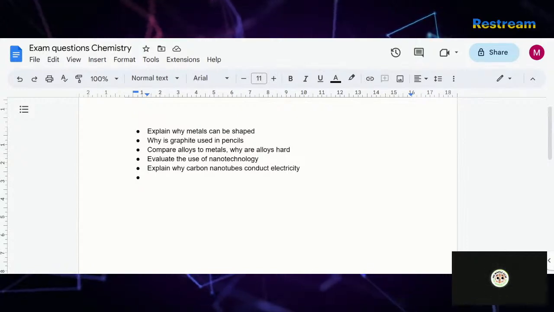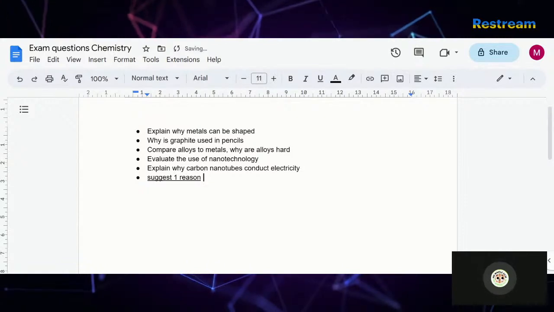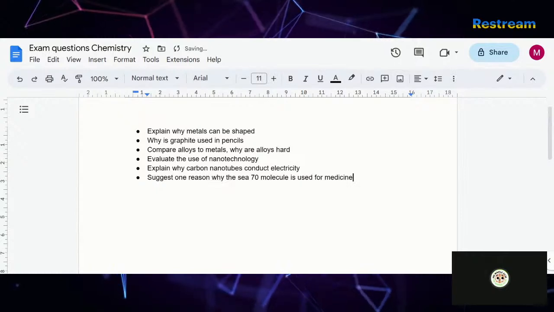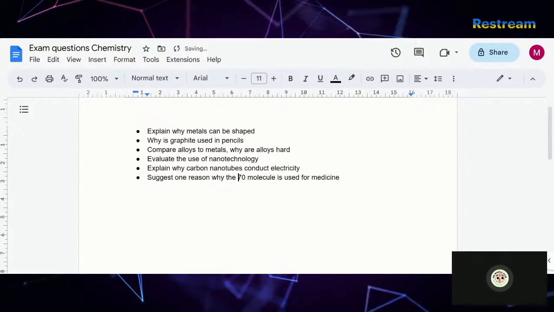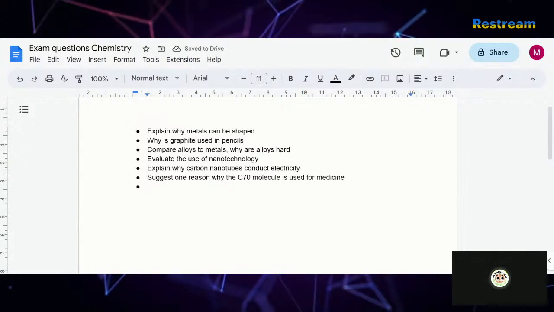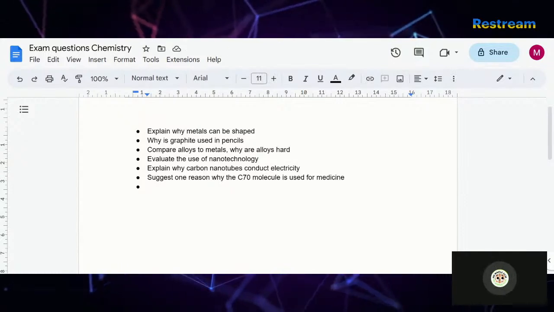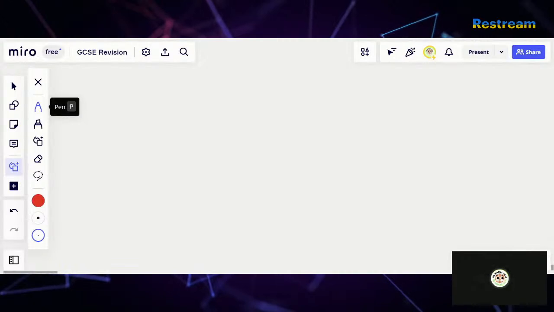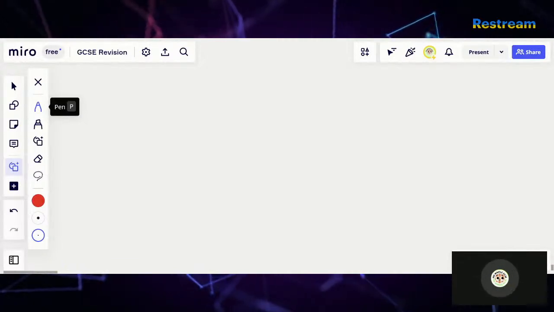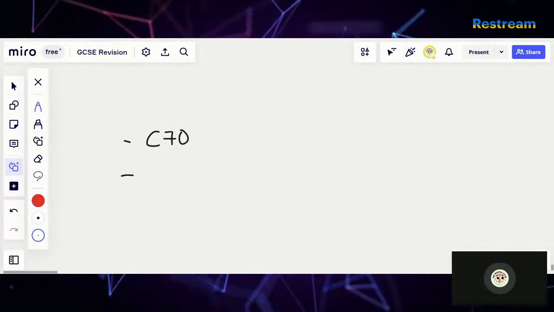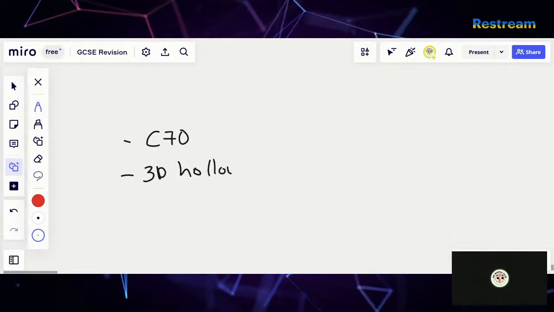Suggest one reason why the C70 molecule is used for medicine. So when we say C70, this is talking about the Buckminster fullerenes, which are the hollow structures that carbons can form. And it all comes from this idea of graphene, which is a single layer of carbon. Now, what we're saying here is talking about how this C70 molecule can be used for medicine. So first of all, we know that these molecules are 3D hollow shapes.